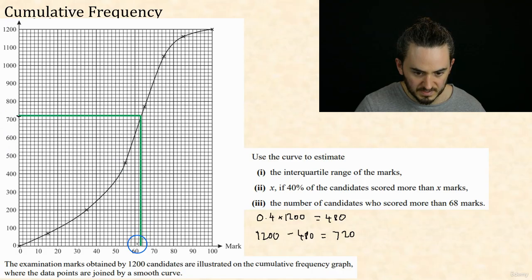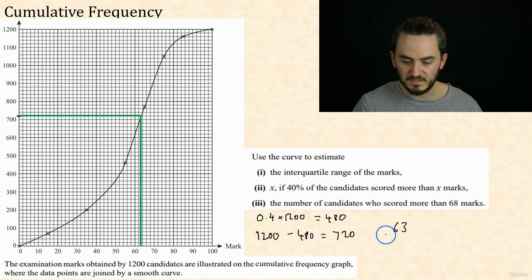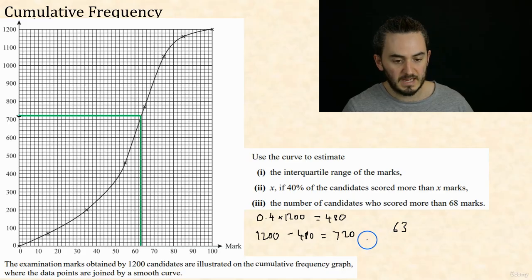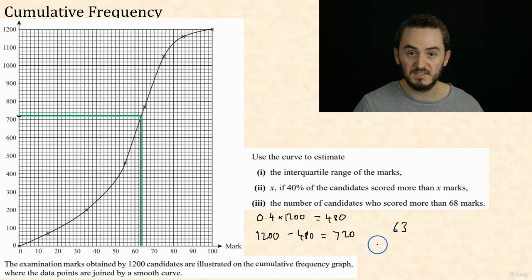So 60, 62, and it's halfway to the next one, so 63. So what this suggests is that the mark X is 63. So 40% of candidates scored a higher mark than 63.